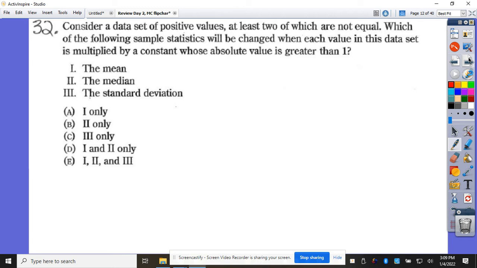There's a lot of wording in here that most of you probably aren't even going to pay attention to or realize that you needed. I'll talk about that at the end. Consider a data set of positive values, at least 2 of which are not equal. Which of the following sample statistics will be changed when each value in this data set is multiplied by a constant whose absolute value is greater than 1? So I am taking every value and multiplying it by a constant.